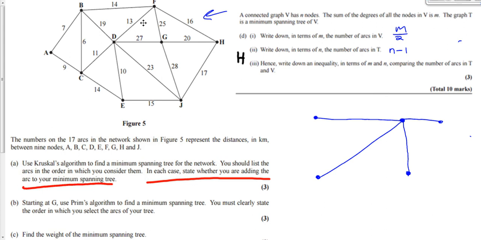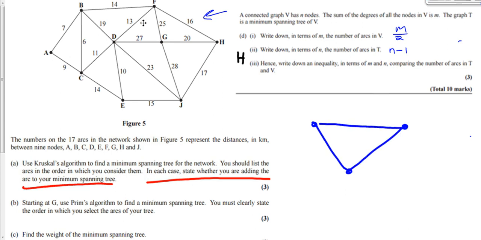Now, if we've got a connected graph, let's do it with 3 nodes. We cannot have that as a minimum spanning tree because it's made a loop. So the number of arcs in a connected graph is going to be m over 2. And that's got to be bigger than the number of arcs in the minimum spanning tree, so that it doesn't make any loops like this one.